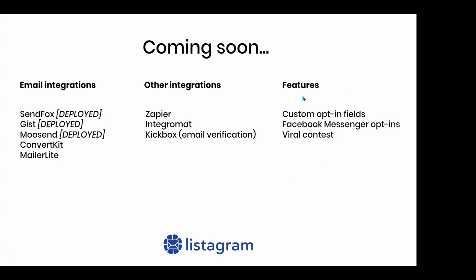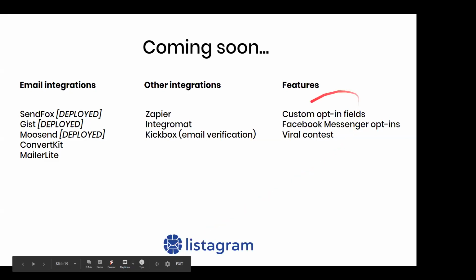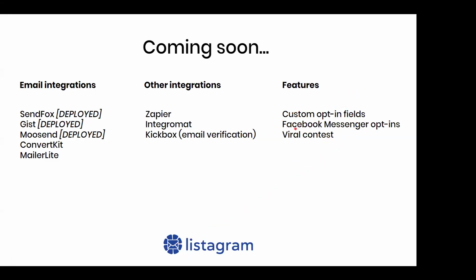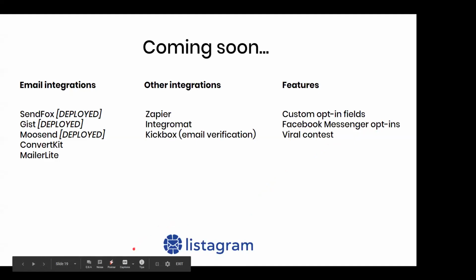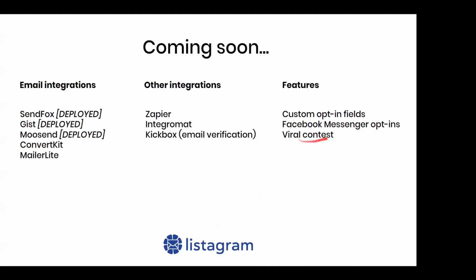So, new features as well. A few features have been in development. You'll be able to have custom opt-in fields. At the moment you get an email address, but in future you'll be able to add email, phone number, and those kinds of fields into your email platform or CRM. We'll also be adding Facebook Messenger opt-ins, in case you don't want to use email, or you might use it in addition to sign people up to Facebook Messenger. And then we've got a viral contest feature, which is going to be a separate tool, but you will have access to this.